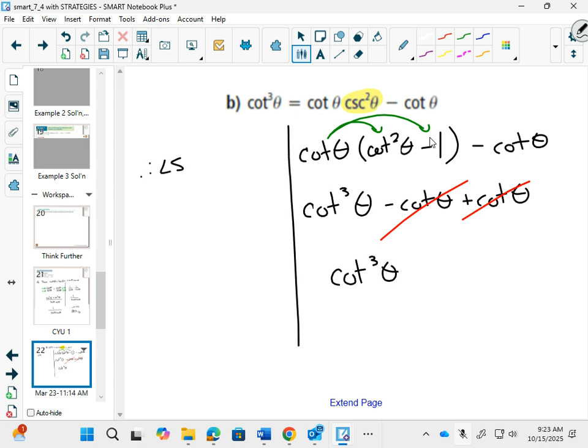And what looked like a really difficult proof at the beginning was actually quite easy. I just changed everything to cotangent. Things disappeared and it worked out very quickly. And this one, if you change to sine and cosine, would take you quite a bit more time.